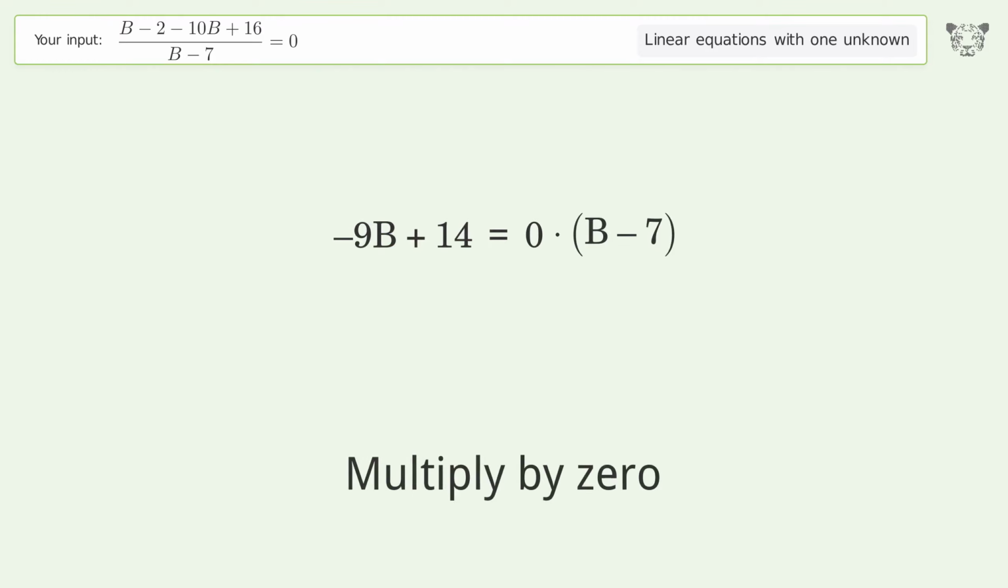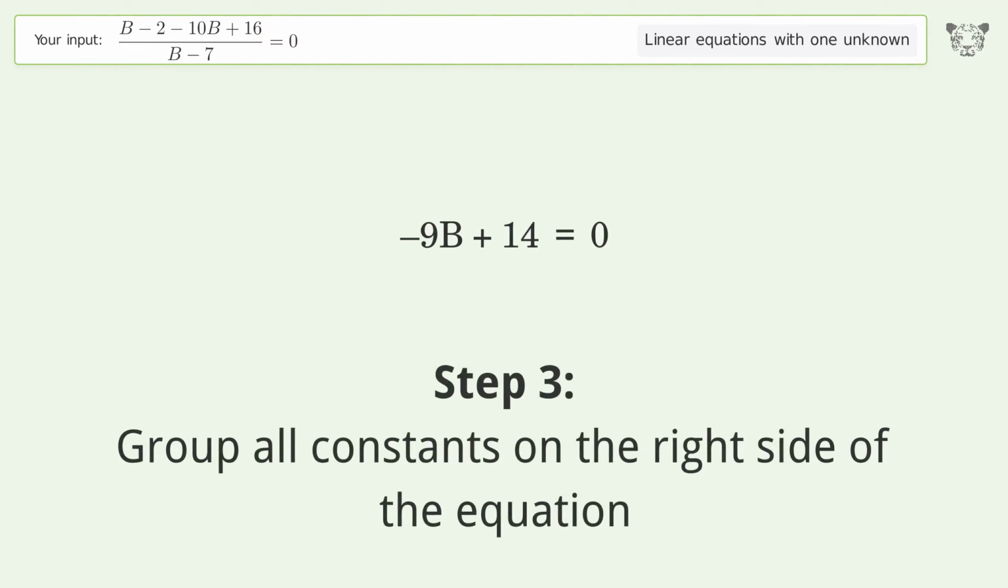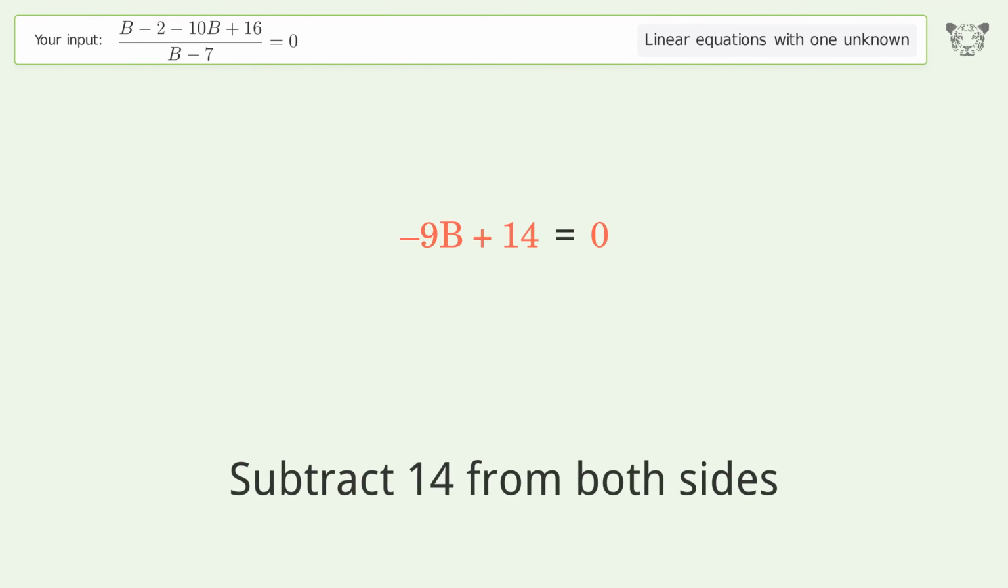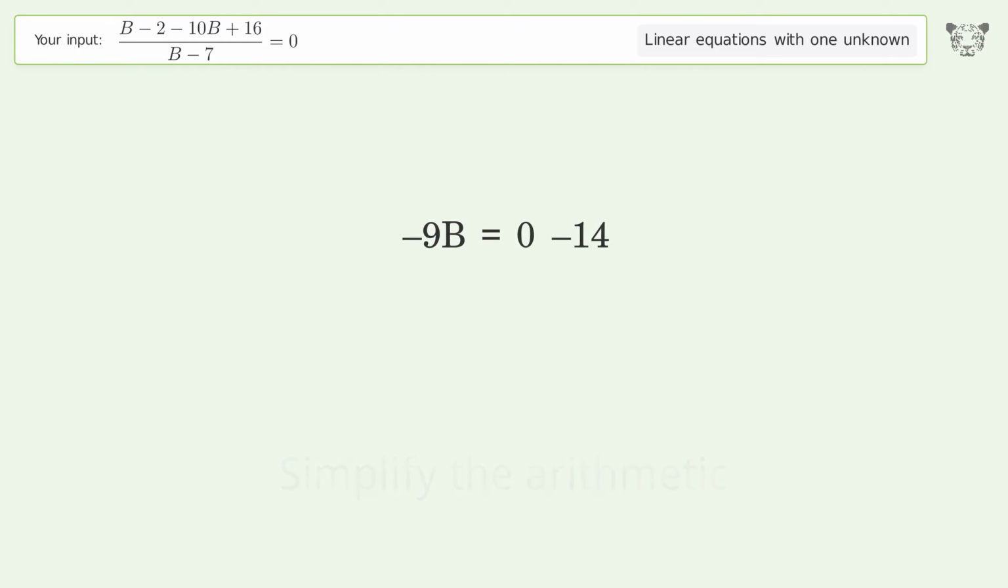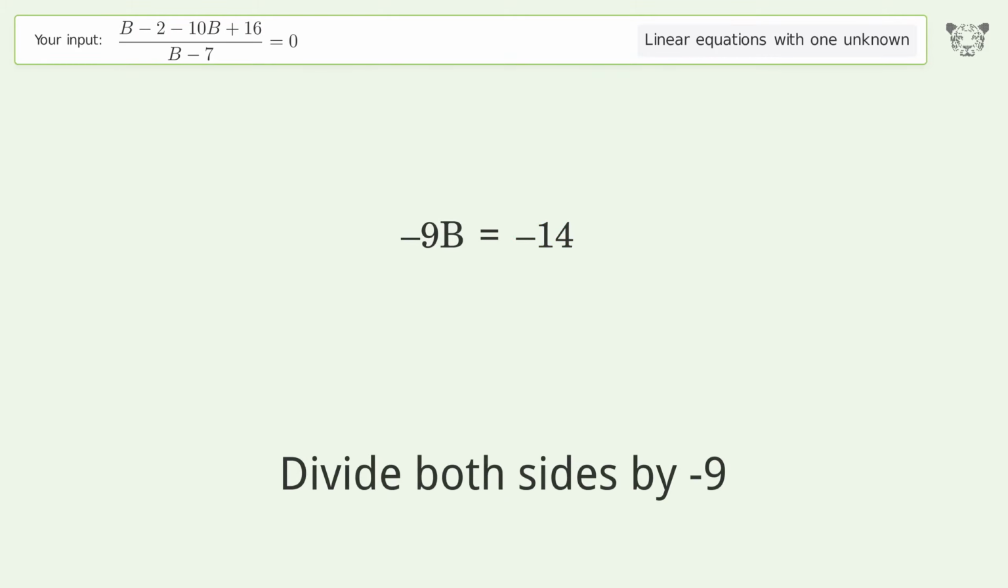Multiply by 0. Group all constants on the right side of the equation. Subtract 14 from both sides. Simplify the arithmetic. Isolate the b. Divide both sides by -9.